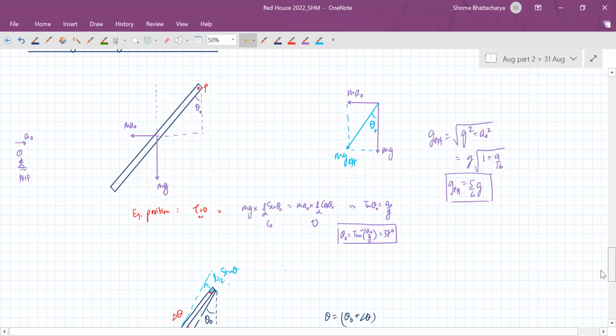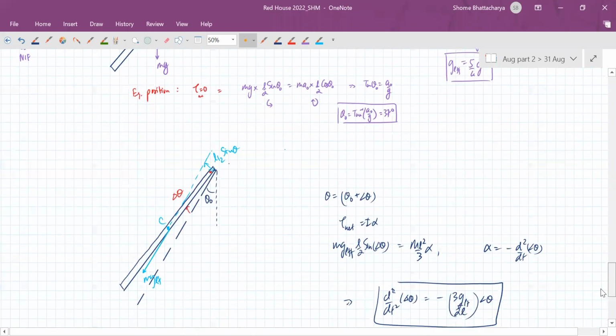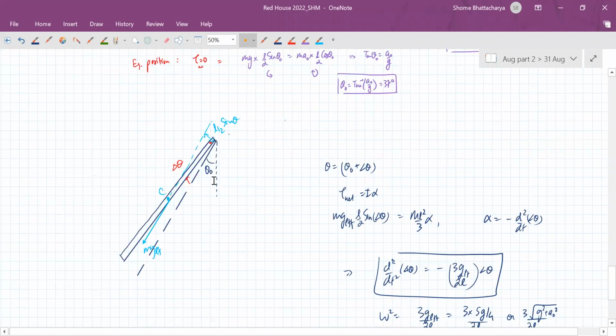But now imagine from that equilibrium position, so that equilibrium is at theta naught. Now I've given it a further angular displacement of delta theta. So theta is theta naught plus delta theta. So now you see your mg effective is still acting through the center of mass, but is its line of action passing through the suspension point? No, no, because it's parallel to this line, the equilibrium line. Understood, no? Yeah, got it.